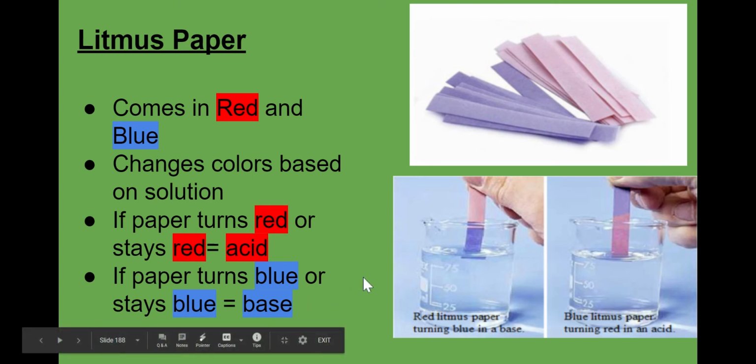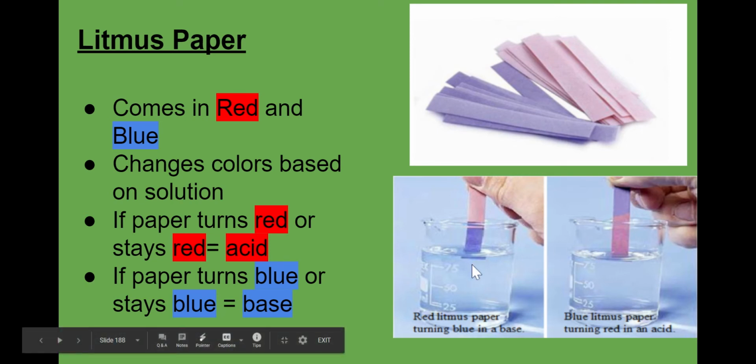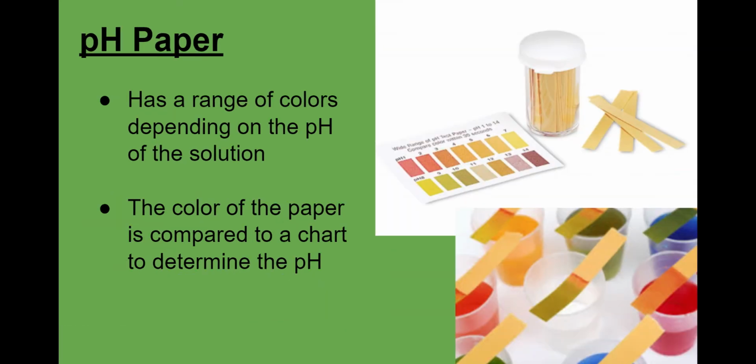If I was using the red paper and it turns blue, or if I use blue paper and it stays blue, then that would indicate that we have a base present. You can kind of see an example of what that would look like over here. Like red paper, you can see it turned blue. Blue paper, you can see it turned red. If it stays the same color, that means it is still an acid or still a base.